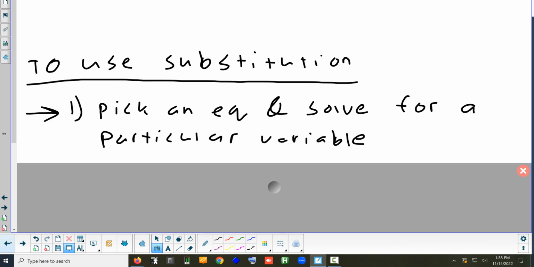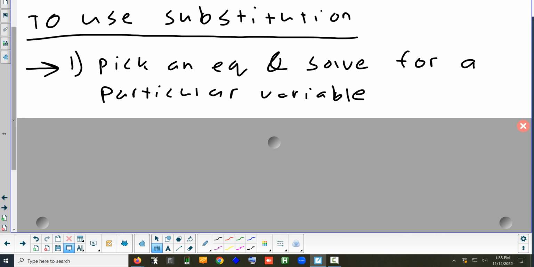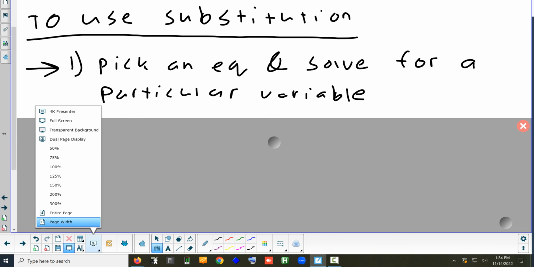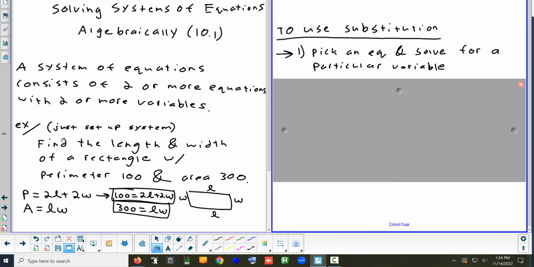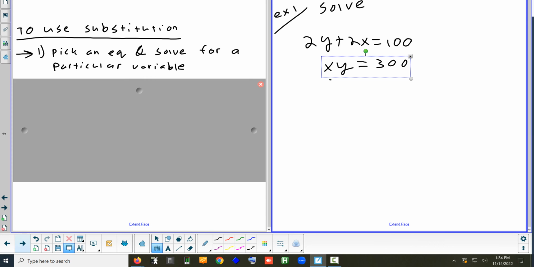You can pick the easiest one. All right, let's try that. Let's do it as we do step 1. We want to pick one of those equations and solve it for a variable. Which equation do you think is going to be easier to get a variable by itself? Top one or the bottom? Bottom. Yeah, if we pick the bottom one, we can do it in one step. So let's pick the bottom one.